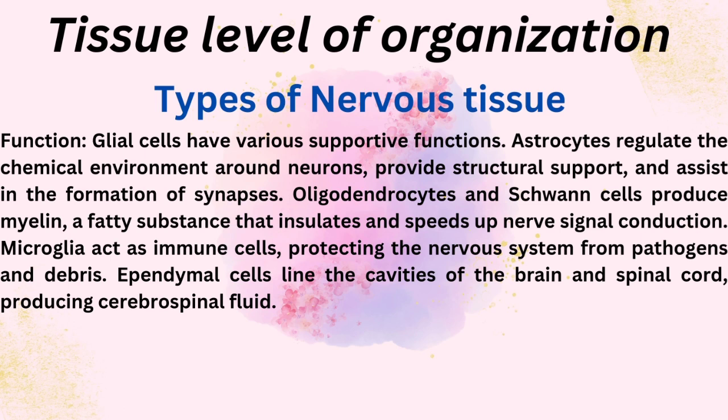Astrocytes regulate the chemical environment around neurons, provide structural support, and assist in the formation of synapses. Oligodendrocytes and Schwann cells produce myelin, a fatty substance that insulates and speeds up nerve signal conduction. Microglia act as immune cells, protecting the nervous system from pathogens and debris. Ependymal cells line the cavities of the brain and spinal cord, producing cerebrospinal fluid.